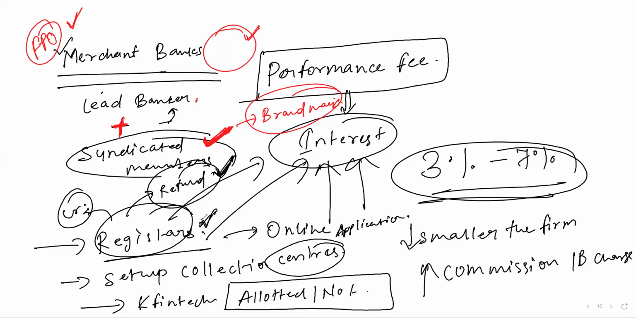Then there are registrars who assist in the IPO process by setting up collection centers. They organize websites for the online applications. Then whether allotment is made or not is displayed on their websites. If the IPO is allotted to you, they will make sure the shares get credited to you before the listing date. And if the IPO is not allotted to you, they will make sure the refund is initiated. This is what the registrar does.